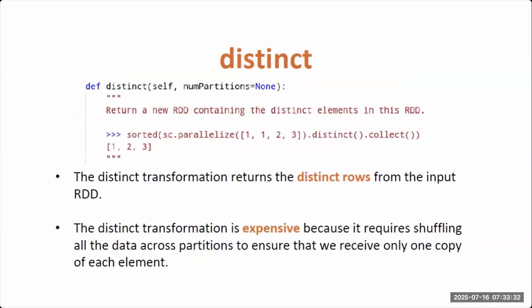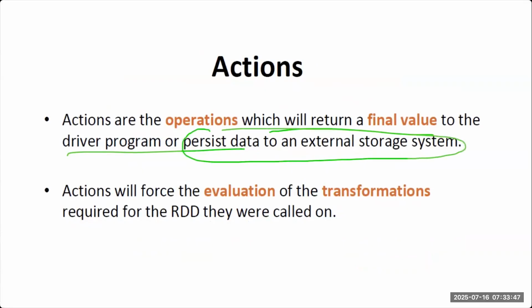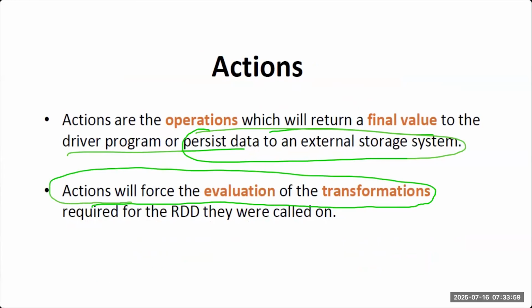Distinct is also a transformation. Distinct, as the name says, will return you the distinct rows. Action, we understood, will return the final value to the driver program or persist data to an external storage system, which means you can save it to another storage system. Action will force the evaluation of transformations, right? As I told you, unless you invoke an action, it won't do anything. So you can say that action will force the evaluation of the transformations required by the RDD.